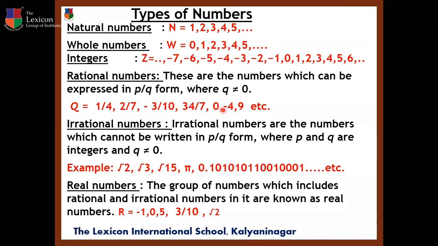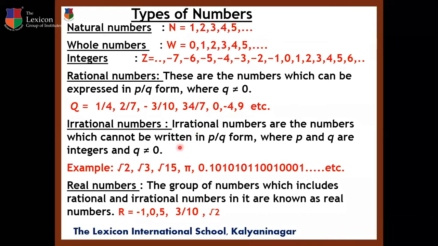Suppose even these whole numbers and integers, suppose minus 4 is the same as minus 4 upon 1, so that is also a p by q form. And 9 means 9 upon 1 is a p by q form. So all these are included in rational numbers. Then you may think about the irrational numbers. Irrational numbers are the numbers which cannot be expressed in p by q form.